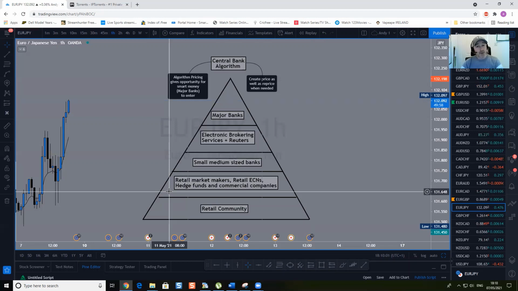Now, how do we know that? It's because the major banks, these are the people who have been manipulating price for quite a while. These guys are getting penalized for manipulating price. I mean, why would they do that if they were creating price? There would be no need to manipulate price, right? So that tells you straight away that there's something happening above them as well, and that's these central bank algorithms. The central bank algorithm is what makes it all work, okay?